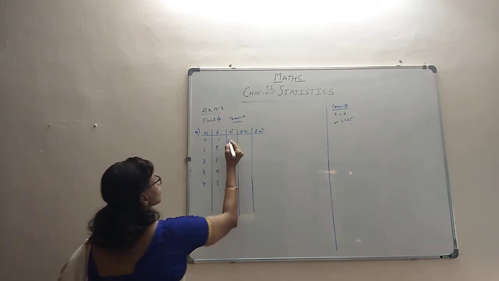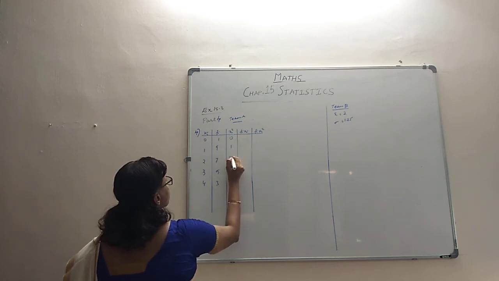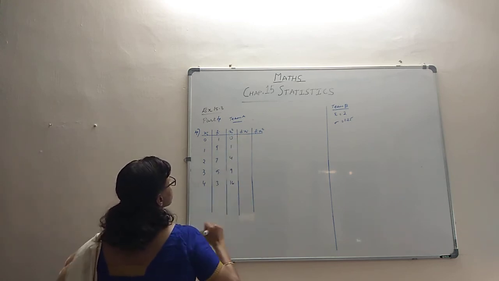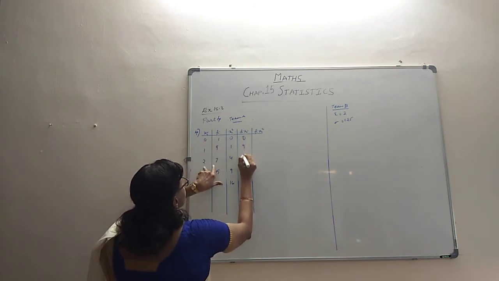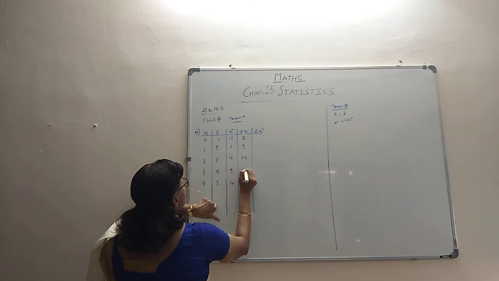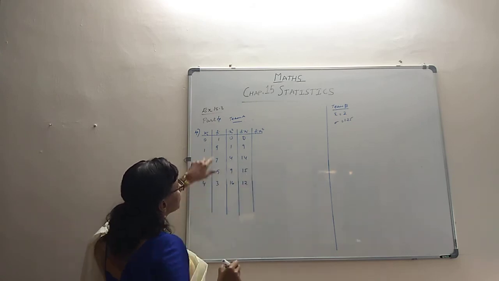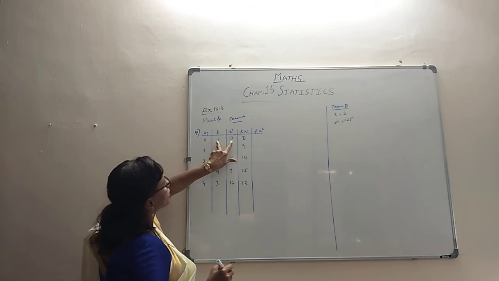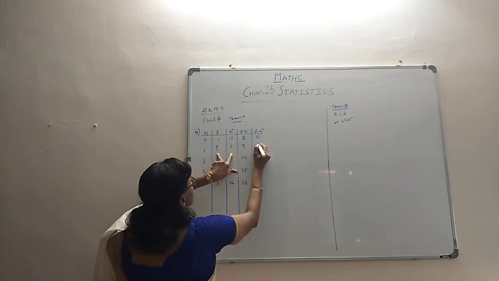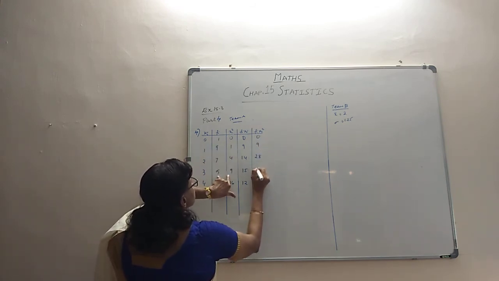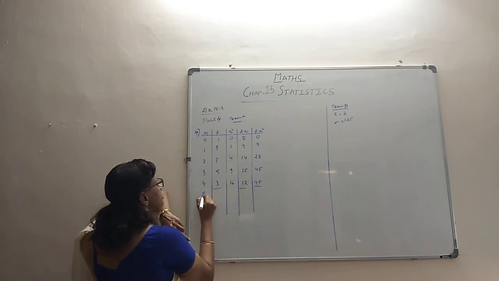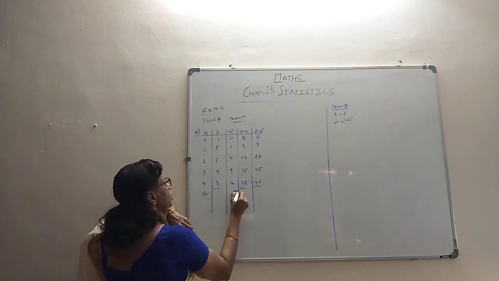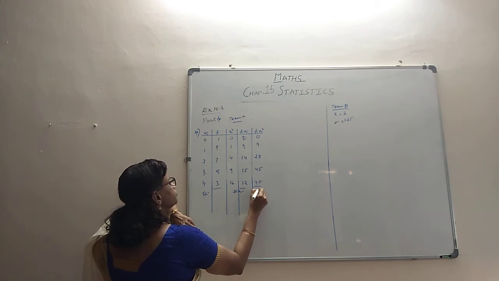So XI squared is 0, 1, 4, 9 and 16. So let's have the FIXI. It's going to be 0 here, 9 here, 14 here, 15 here, and 12 here. And the FIXI squared we'll have to check. So that's going to be 0 here, 9 here, 28 here, 45 here, and 48 here. So we require the sum of all these: summation FI, summation FIXI and summation FIXI squared.